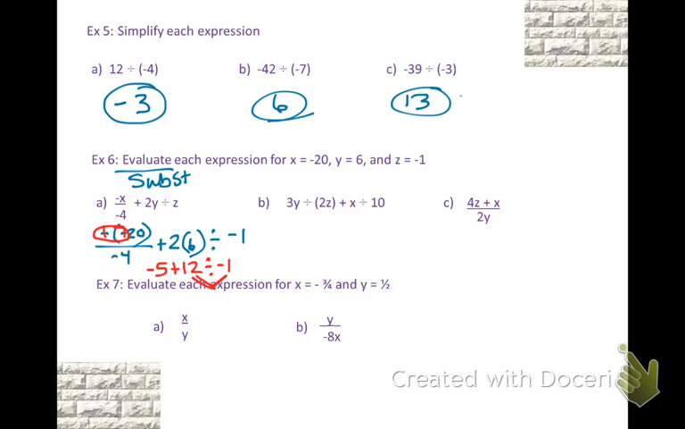Next you do the division. So 12 divided by negative 1 is negative 12. So it would be negative 5 plus negative 12. And they're both the same sign, so it's going to be negative 17.